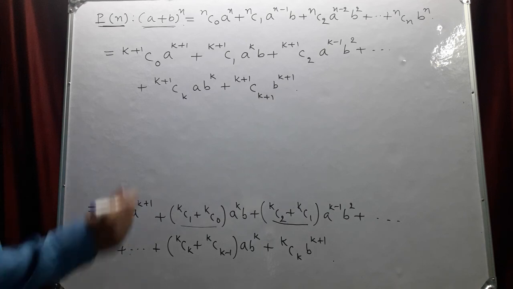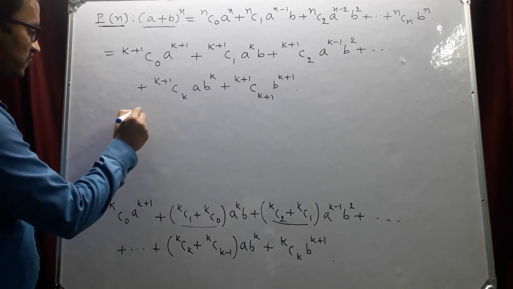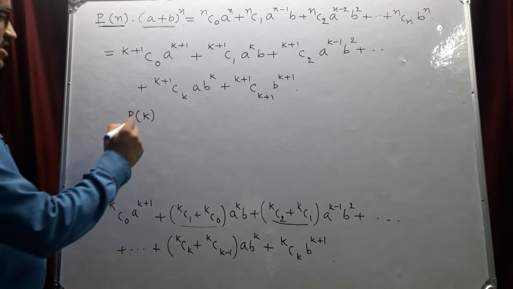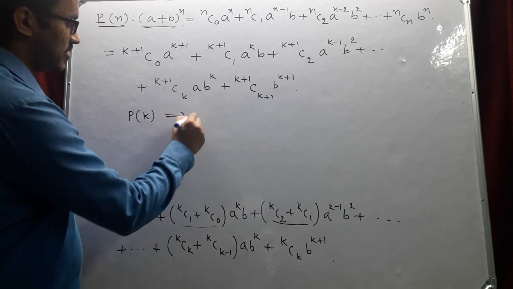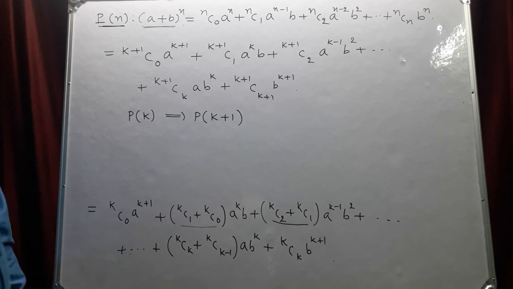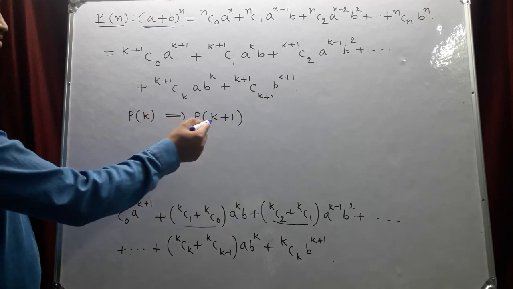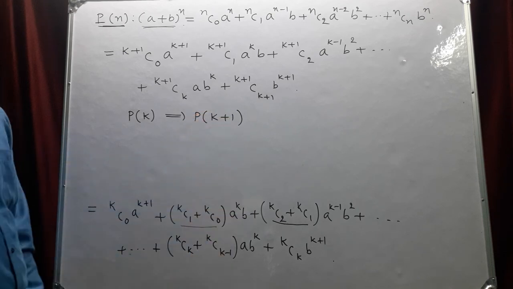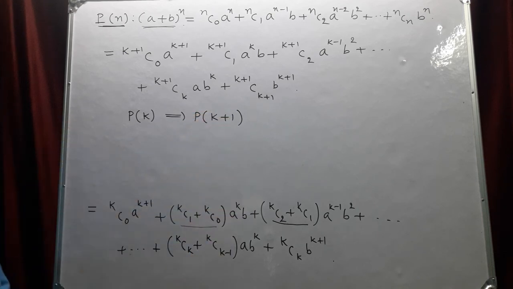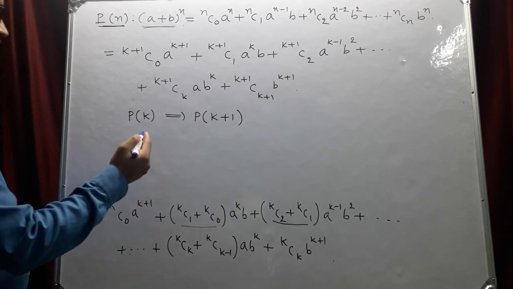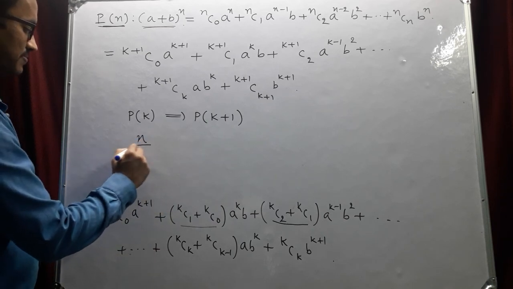So we can see that whenever the statement is true for n is equal to k, that is P of k is true, it implies P of k plus 1 is also true. It means whenever the statement is true for n is equal to k, the statement is true for n is equal to k plus 1. So by the principle of mathematical induction, what can we conclude? The statement is true for all natural numbers n.